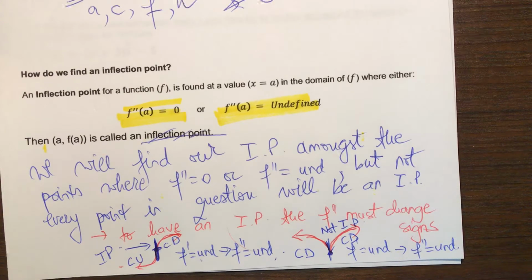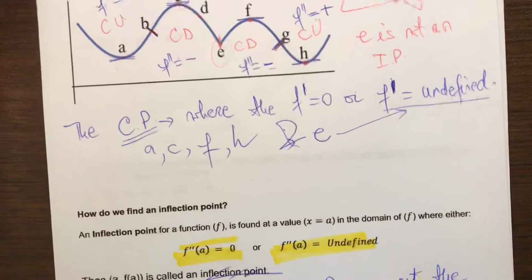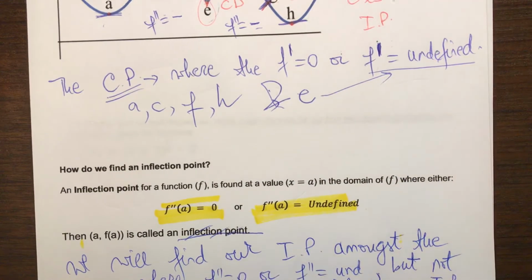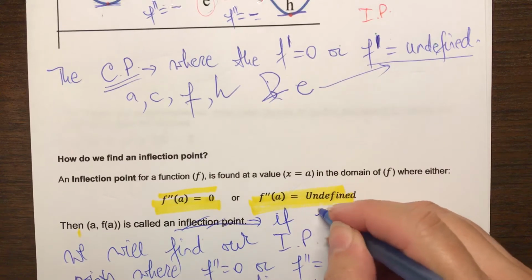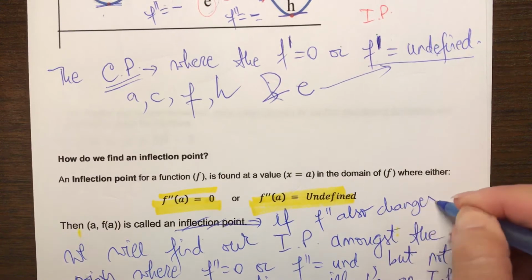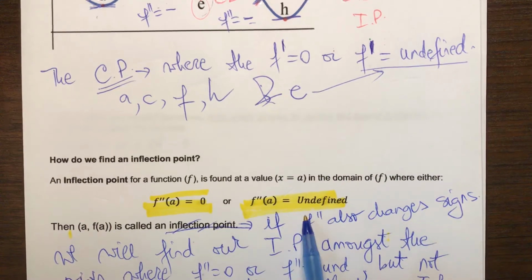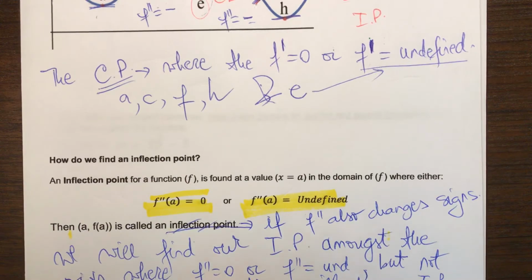But the point is, we don't quite have a name where we say it's a critical number, and amongst the critical numbers we have mins and maximums. I don't know if you want to call them critical numbers, that's fine. But the point is, if you want to find an inflection point, I'm going to write it here: if the second derivative also changes signs. So all three have to be satisfied. Either 0 or undefined, that's what you're looking for. If the second derivative changes signs left and right, then you've got yourself an inflection point.